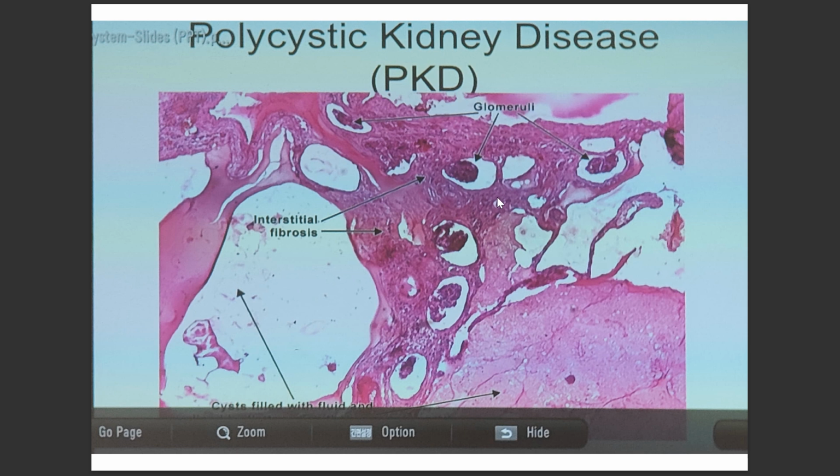of the interstitial tissue or parenchyma is atrophied or depressed due to the pressure of the cyst, and the parenchyma situated between two cysts may be compressed or atrophied. So we can say that this is polycystic kidney disease.